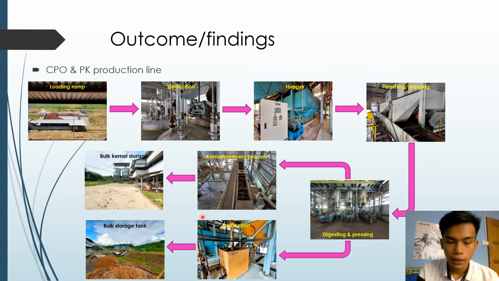At this station, processes such as winnowing, nut cracking, and clay bathing take place, and then the final product will be transferred to the bulk kernel storage. For crude oil, several processes take place, but the final one is the purification before it is stored in the bulk storage tank.